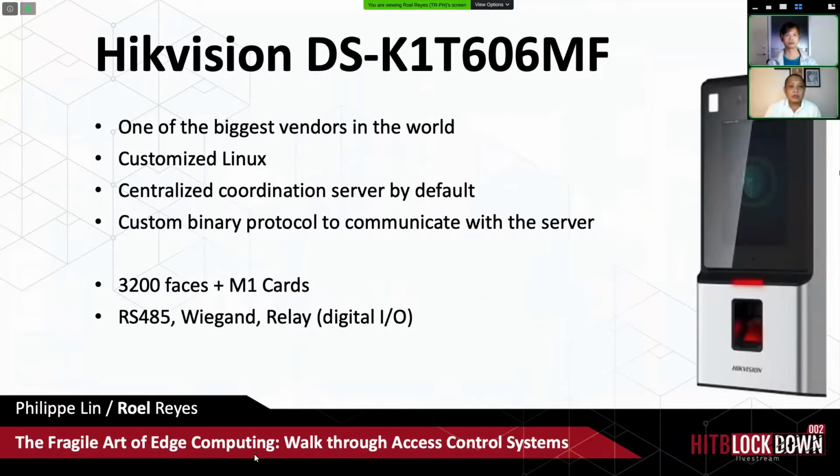The next device that we had access to was the Hikvision. It's a DS-K1T606MF, so it's a combination of facial recognition, fingerprint, and RFID checker. Hikvision is one of the biggest vendors in the world that supplies cameras and access control as well. It uses a customized Linux operating system. Basically, we managed to check the device and access the communication in between.